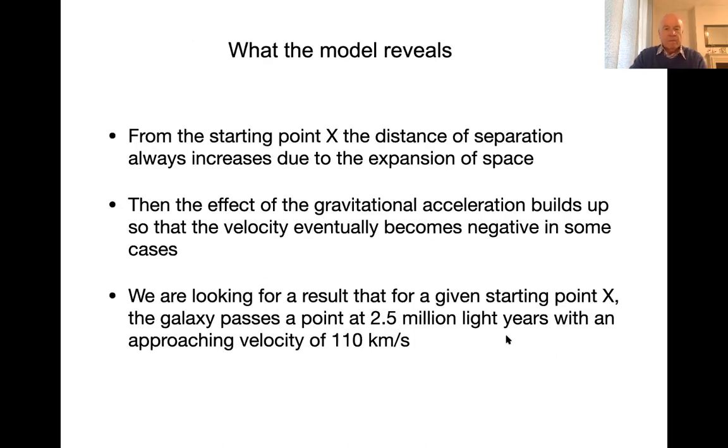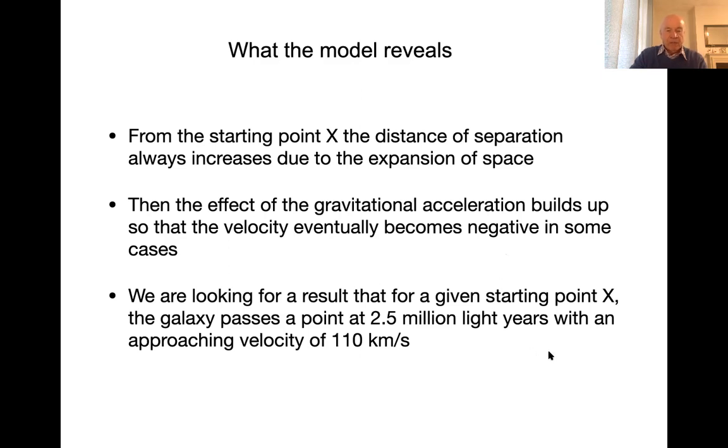And what you find from this spreadsheet model is that from the starting point x, the distance of separation always increases due to the expansion of space, because the velocity Vg starts at 0, so you're always going to move away, and the effect of gravitational acceleration builds up. So whereas Ve has a linear relationship to the distance x, the gravitational velocity builds up over time due to the acceleration.